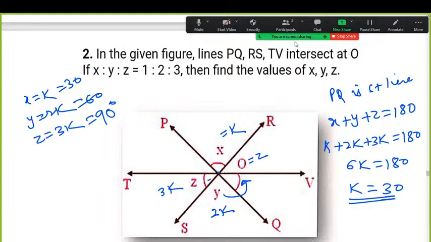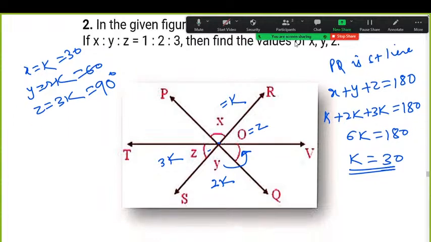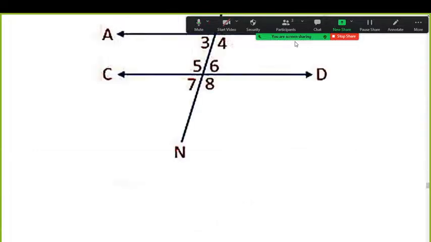Is it okay? Yes, sir. Yeah, there may be some mistake in the diagram, but as I have assumed, you can just get this answer. Okay, now there is the approach of parallel angles.